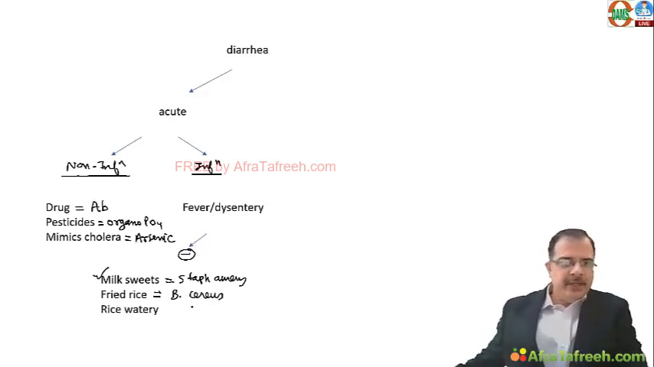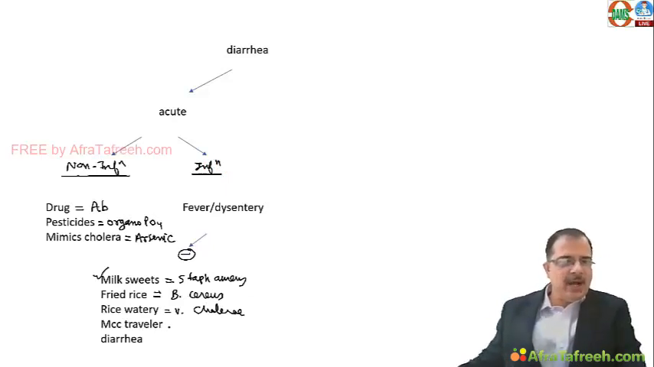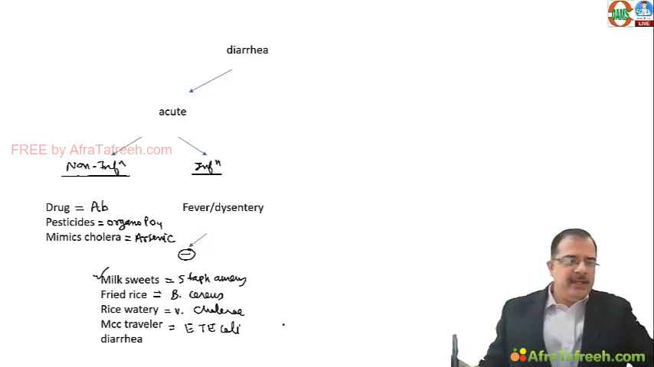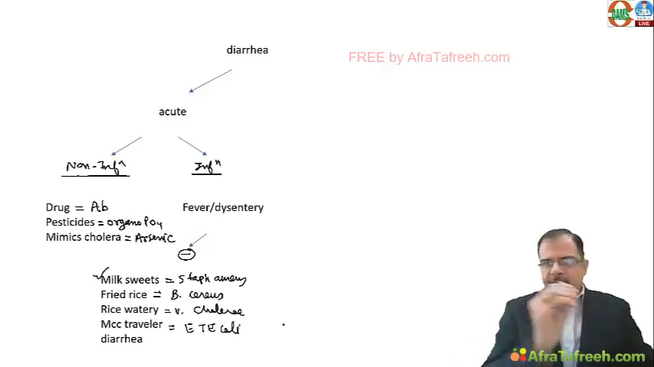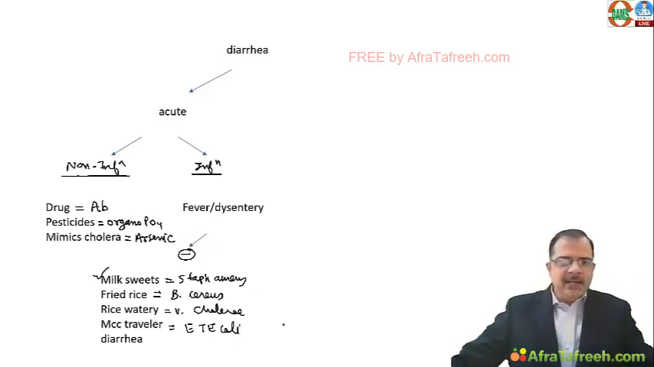Rice watery stool is because of Vibrio cholerae. And the most common cause of traveler's diarrhea is the organism enterotoxigenic E. coli. Enterotoxigenic E. coli is the answer. So you have to diagnose, or you have to identify, a keyword in the clinical case.